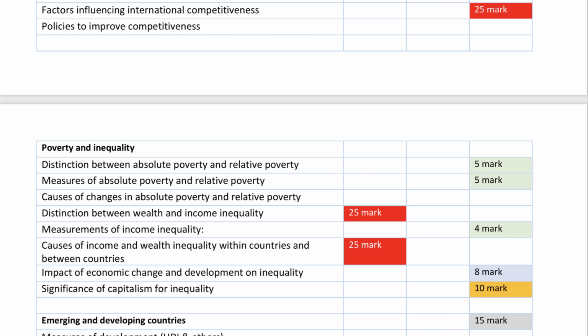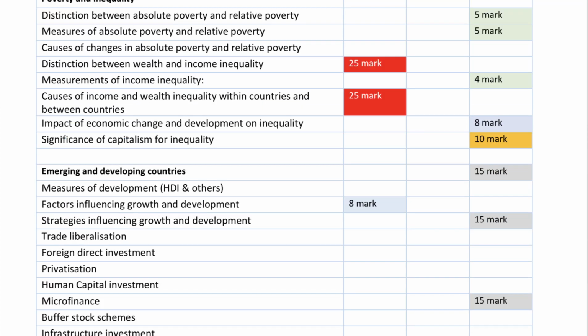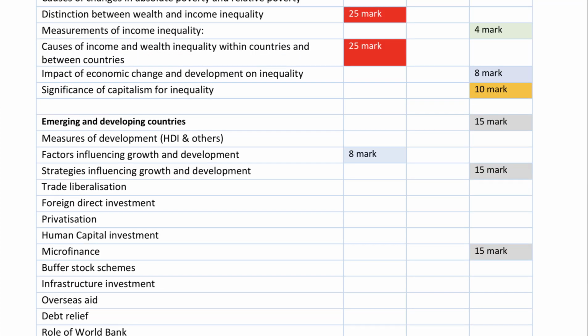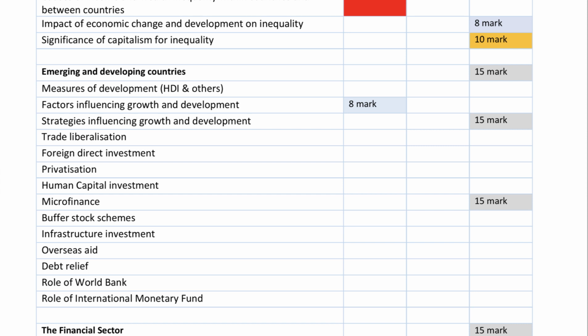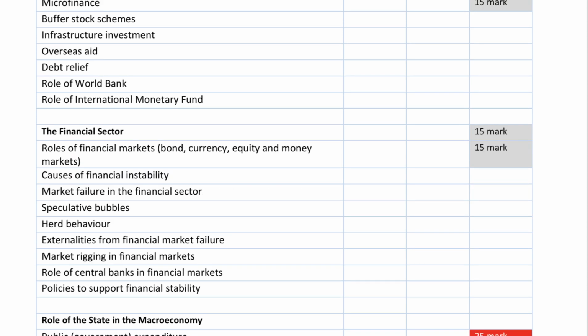And then we move into new areas. Poverty and inequality has been asked. Again, it's one of those topics that you're going to write about anyway, regardless. Quite a few questions in 2018 actually on poverty and inequality. It was quite a focus last year. Development economics. Hopefully this is making sense to you. Again, no 25 marker yet on big sort of development issues. Microfinance, buffer stocks, aid, debt relief, foreign direct investment, trade liberalisation, those kind of big chunky development strategies. And financial economics, which isn't huge in the Edexcel syllabus, but again, policies to support stability, externalities from financial market failure. Nothing much yet. Could be a big focus this year.